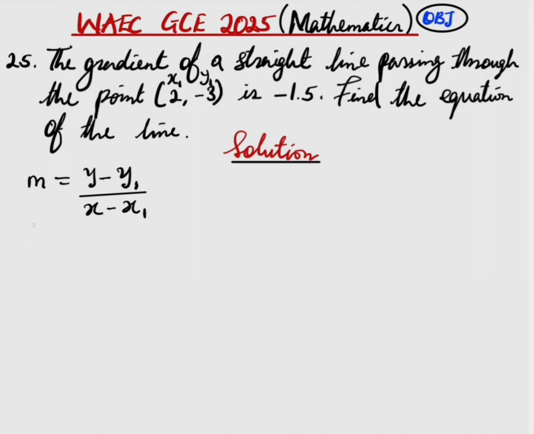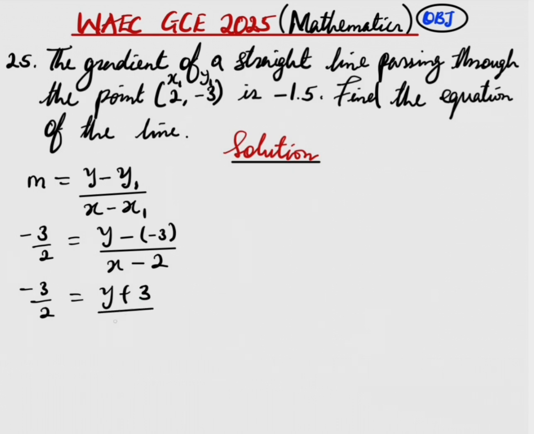So m, 1.5 is the same as 3/2. So we have -3/2 equal to (y minus y sub 1, which is -3) all over (x minus x sub 1, which is 2). So we have here -3/2 equal to, negative multiplied by negative leaves us with positive, (y plus 3) all over (x minus 2).